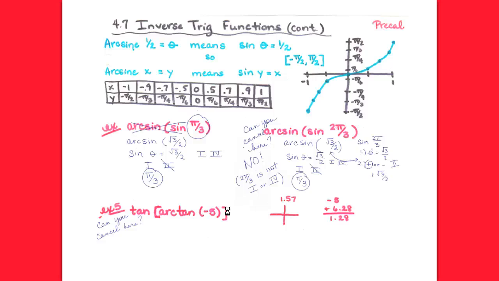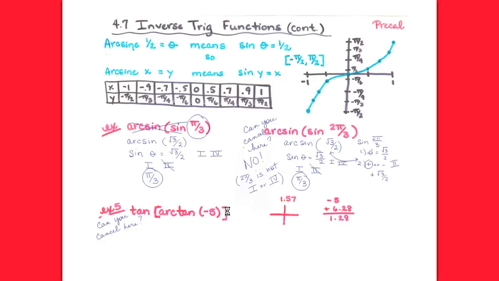First or fourth, right? Because the region for arctan is first and fourth. So I've got to figure out where negative 5 is. Negative 5 is not between 0 and 2 pi, right? 6.28. It's negative. I don't know where that is.